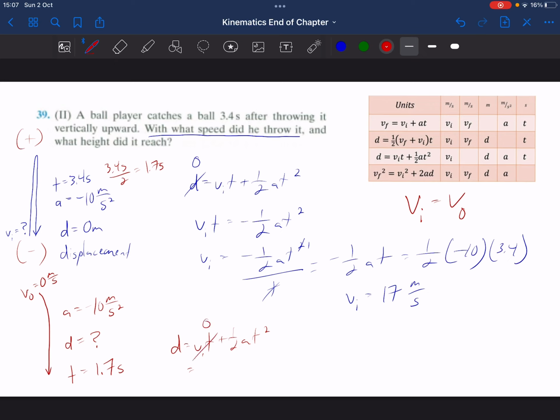So that initial value is 0. We get 1/2 AT squared. Acceleration is -10, time is 1.7. So if we put that into our calculator, we get 14.45 meters. So this thing went 14.45 meters high, and it was thrown at 17 meters per second.